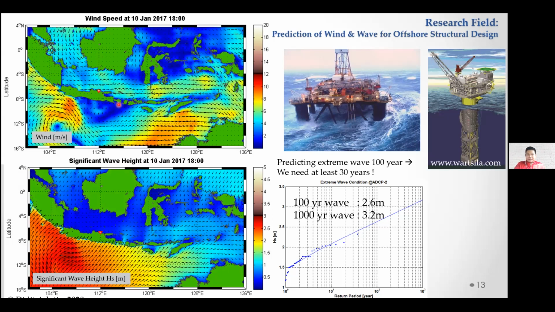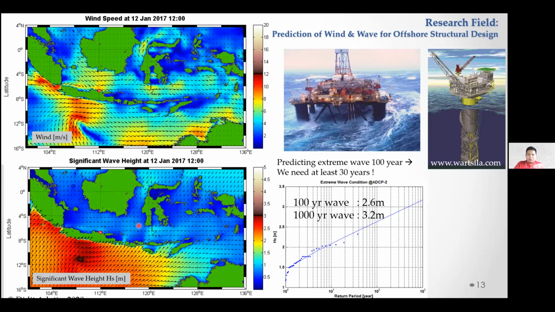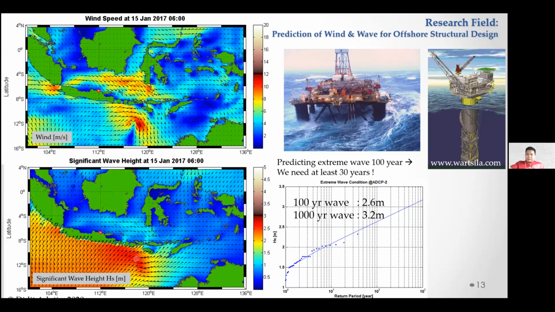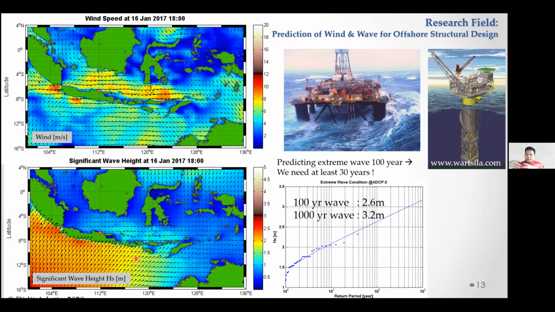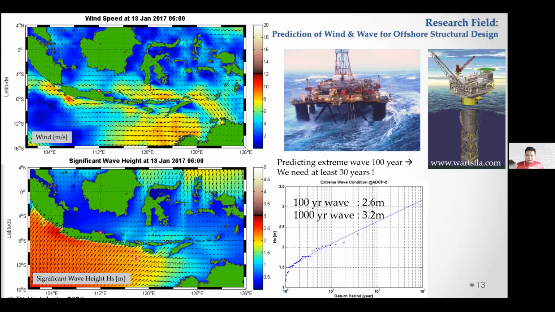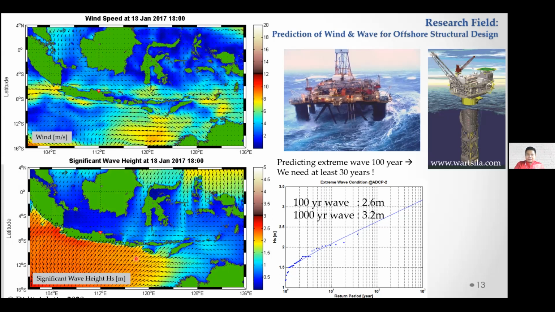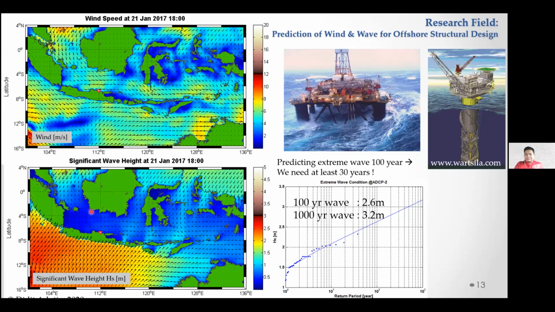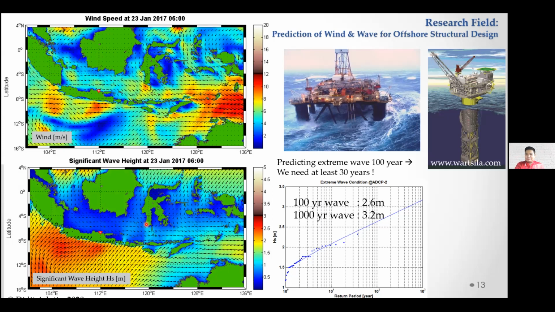This is the case in Indonesia, and the lower part is where we take the input from the wind and simulate it using a phase-average model. Then we generate something like this, which we call a wave field. Okay, why is this actually important?